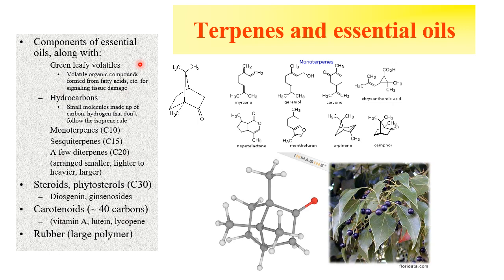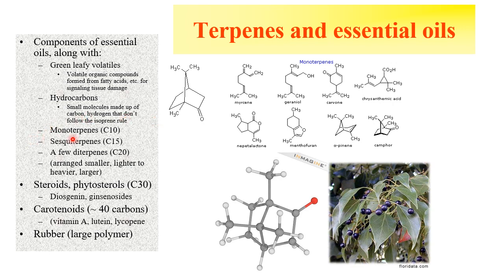Then you have hydrocarbons, and hydrocarbons are small molecules made up of hydrogen and carbon. But the difference is that they're not based on this 5-carbon basic building block called the isoprene unit. They may be of various sizes, but they're still composed of hydrogen and carbon, and they're still quite volatile. But they don't follow the isoprene rule. Monoterpenes, sesquiterpenes, diterpenes, steroids, carotenoids, and rubbers are all based on the isoprene unit.